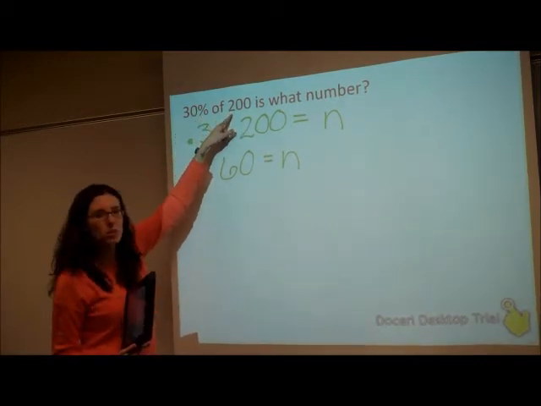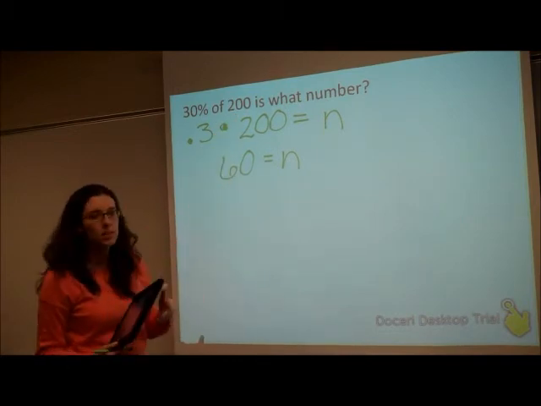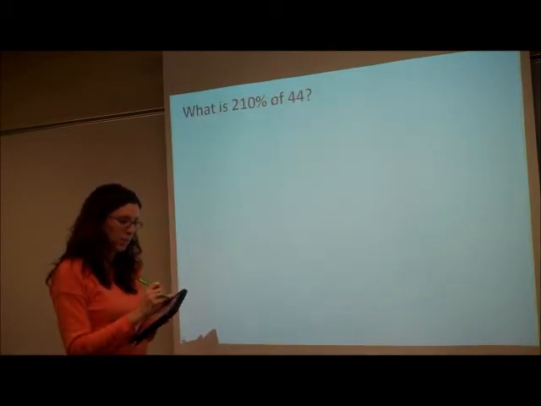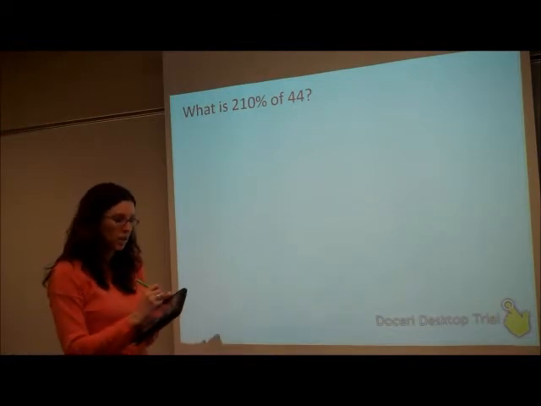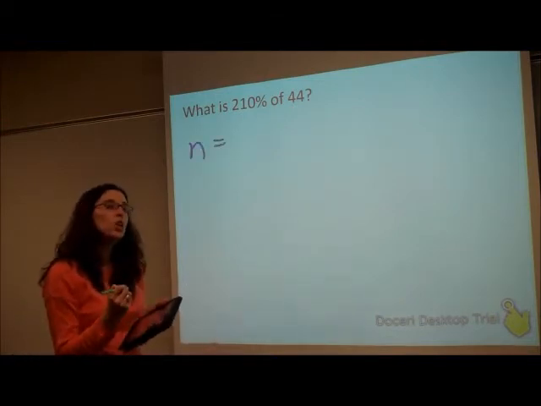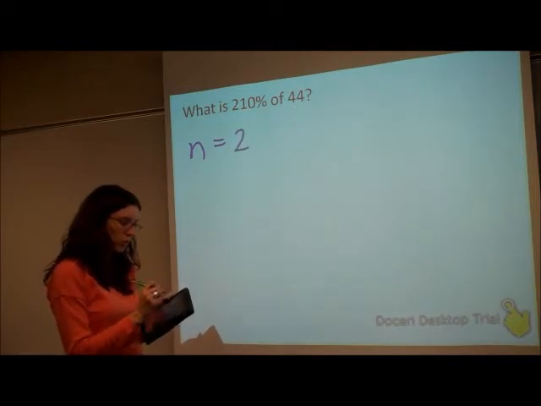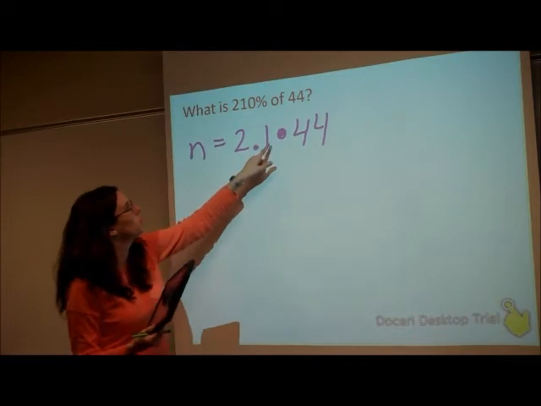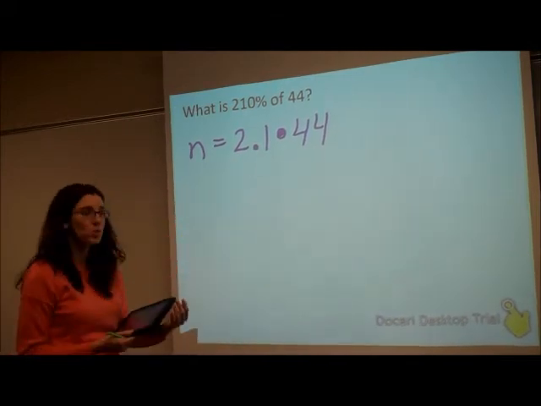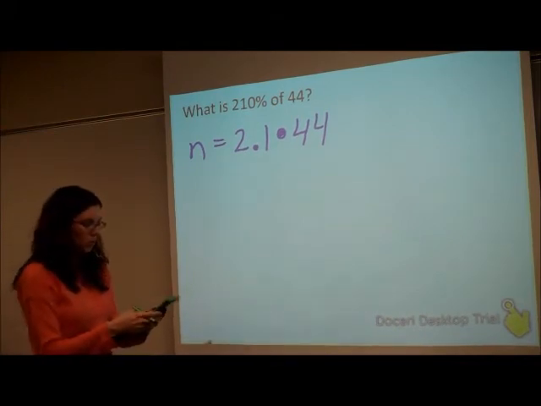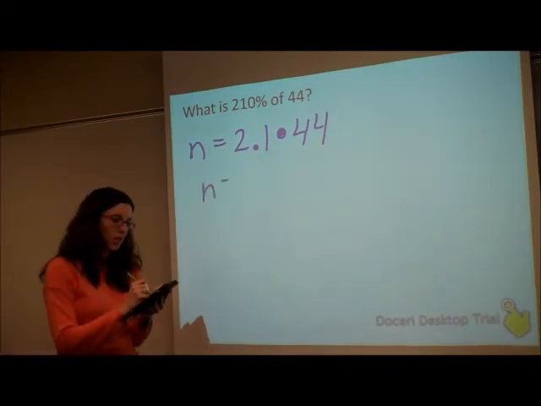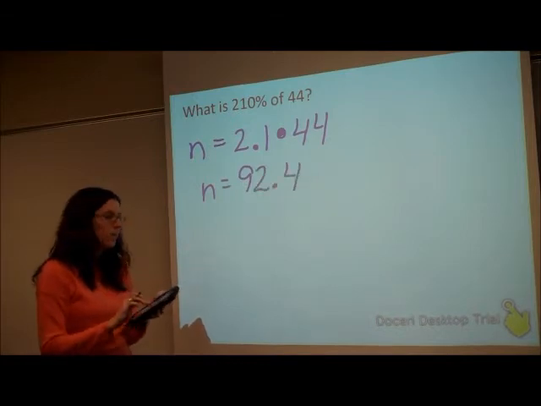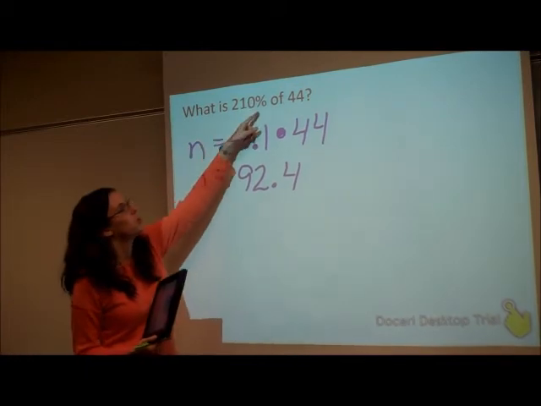And yeah, if I'm looking for 30% of 200, it's going to be a little bit of that. Okay? Let's look at our next one. Here it doesn't say what number, it's just what, and this is still our variable. It is 210% of 44, so I'm going to use 2.1 times 44. Again, all I have to do is multiply those. So if I take 2.1 times 44, I get 92.4. Leave the decimal. Okay? So 92.4 is 210% of 44.